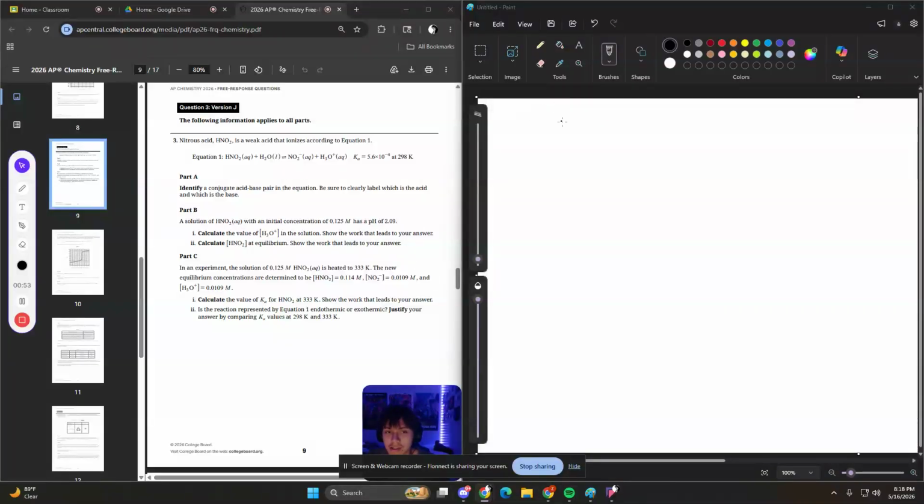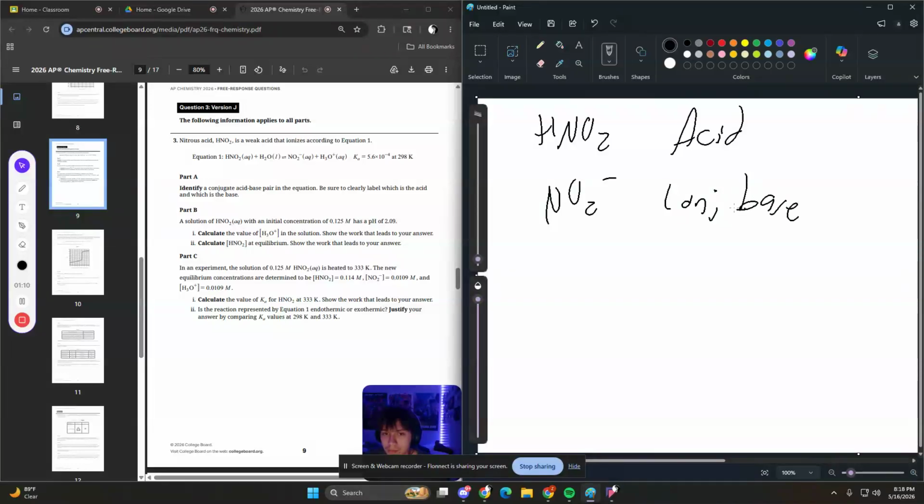Since we know that nitrous acid is our acid, we can write this down as our acid, and our conjugate base is going to be just that nitrous acid once the proton is donated. So it would just be without the H because that's our proton. We have a negative charge, conjugate base, which is on the other side. We see that right there. Okay.